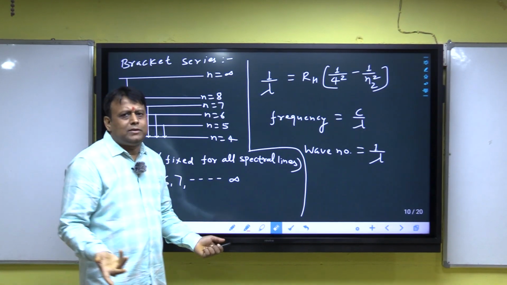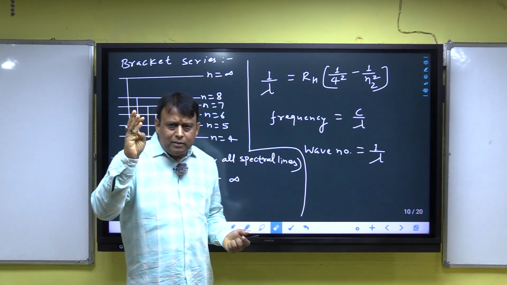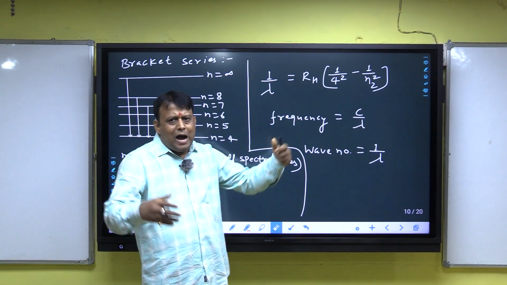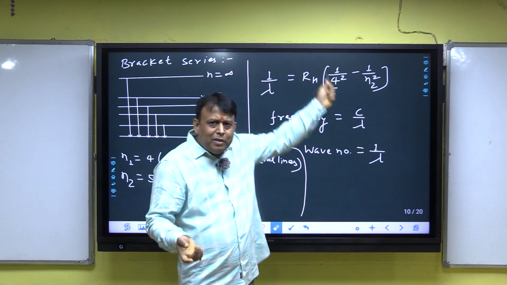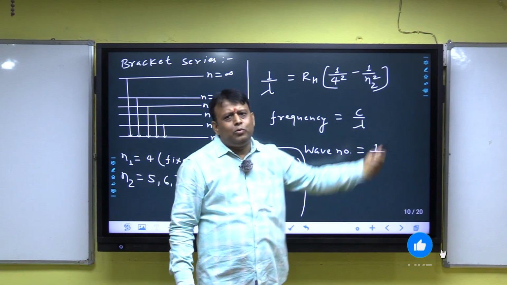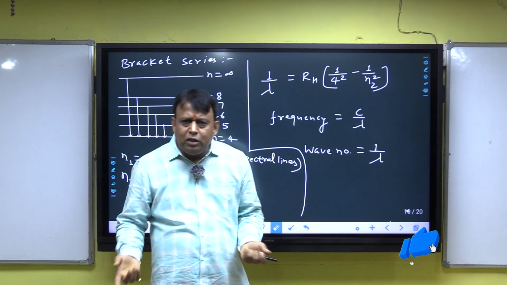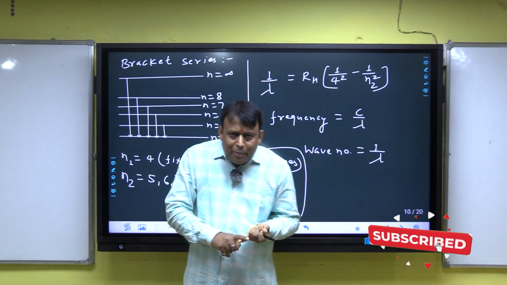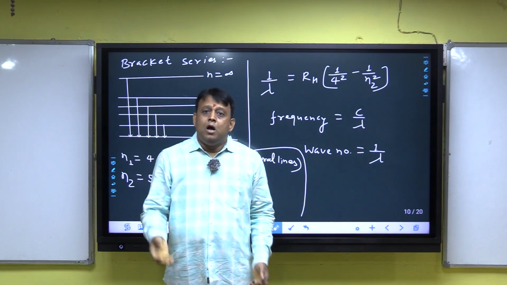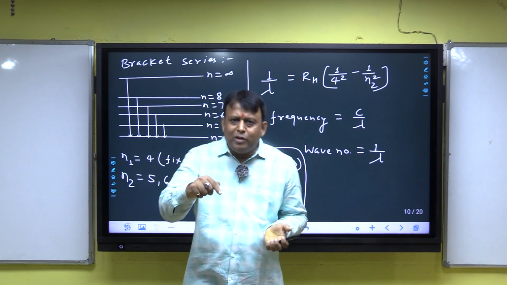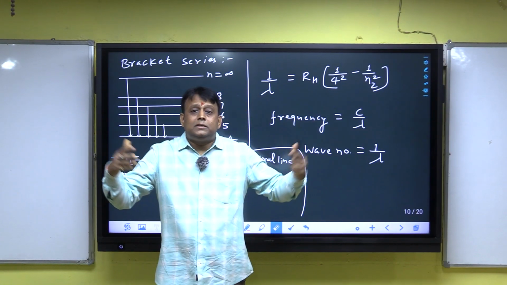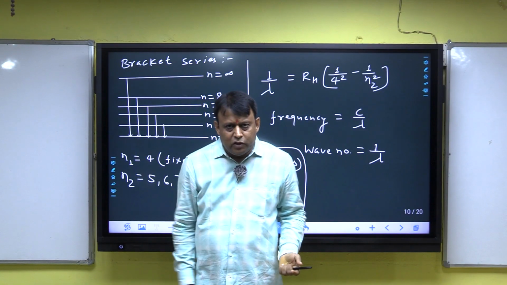By using the Rydberg equation, we can calculate the wavelength, frequency, and wave number of all spectral lines: 1 by lambda equals RH, the Rydberg constant, times 1 by n1 square in the Brackett series. N1 is always 4 square, minus 1 by n2 square, and n2 depends upon the question. I am repeating, for longest wavelength n2 is n1 plus 1, 4 plus 1, 5. Shortest frequency, n1 plus 1, 4 plus 1, 5. Longest frequency, n2 always infinity.